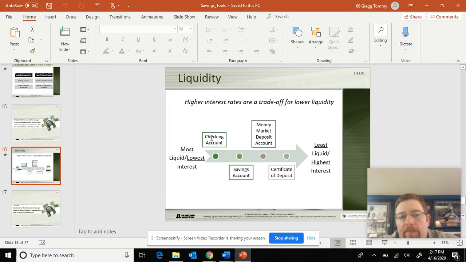Here's liquidity. Checking is the most liquid, then savings, money market, and CD. You should know this. There are trade-offs that go with each. Higher interest rates are a trade-off for lower liquidity.